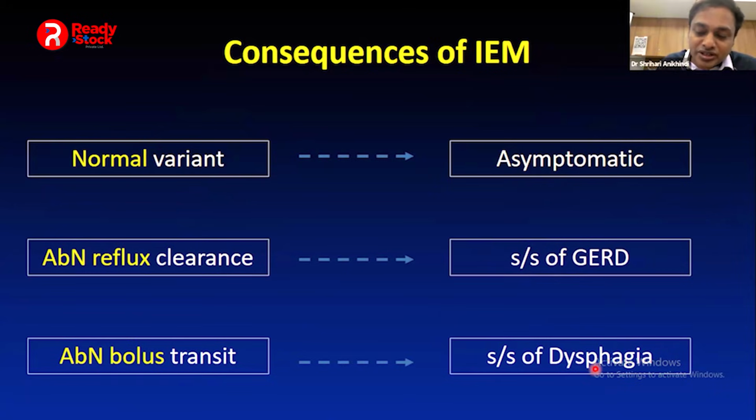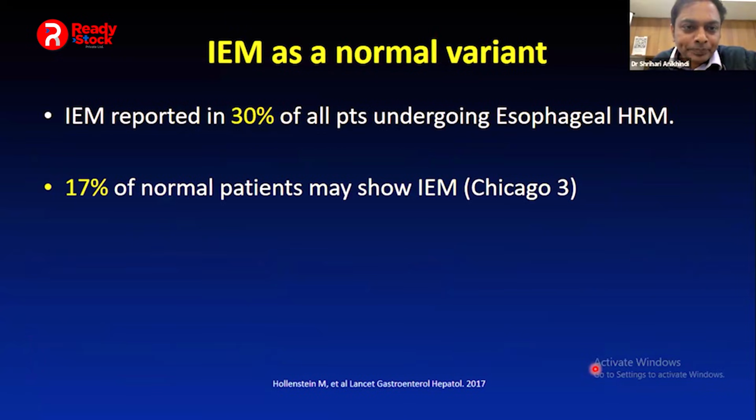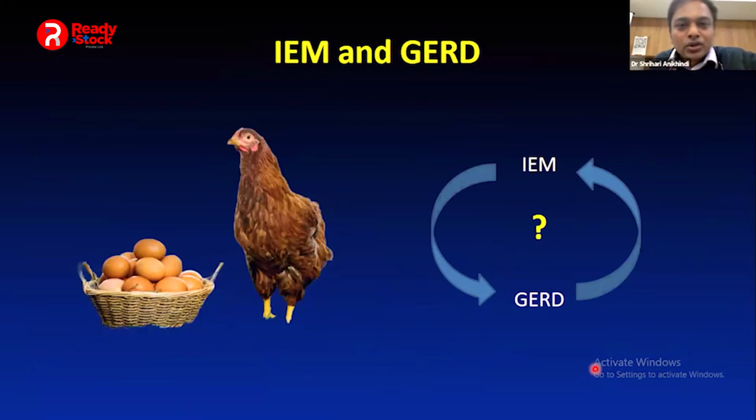Patients who present with dysphagia, there the ineffective esophageal motility is actually causing a problem with abnormal transit of the bolus. So we need to further evaluate these patients. Maybe the future iterations will tell us how to evaluate these patients. So ineffective esophageal motility can be seen in 30% of all patients who undergo esophageal manometry. Okay. So in GERD, whether ineffective esophageal motility leads to GERD or whether GERD leads to ineffective motility is a big question. It's like a chicken or egg phenomenon.